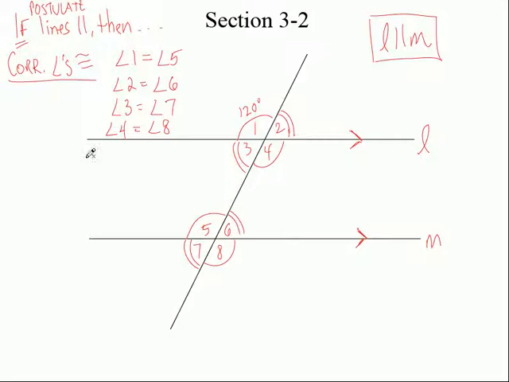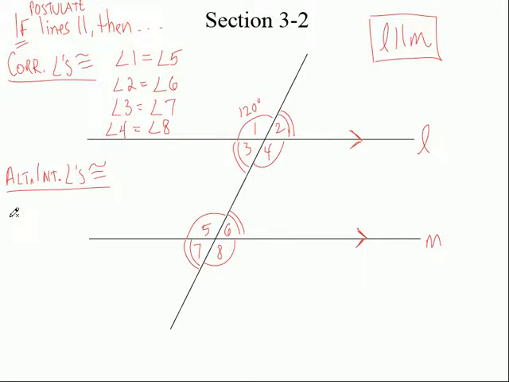Alternate interior angles. So guess what else we can say? We can say if the lines are parallel, then the alternate interior angles are also equal, or congruent. I'll put a little congruent symbol there. Told you my squiggly's not very good. So the alternate interior angles are equal.